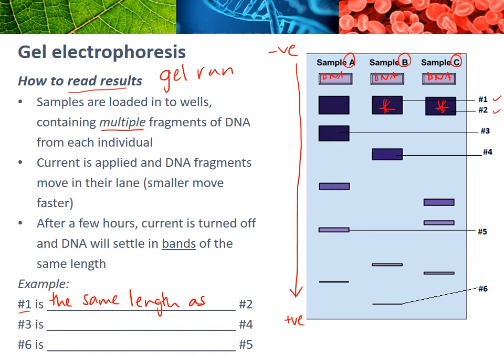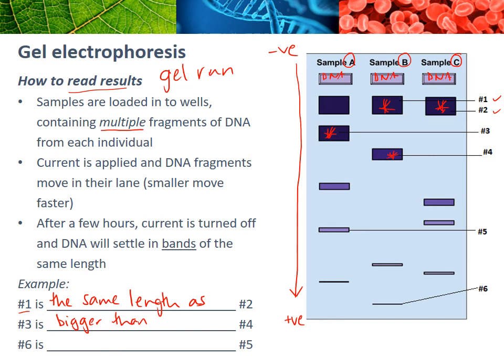So now we'll go fragment 3 versus fragment 4. Fragment 3 has not moved as far as fragment 4, which means that it is bigger. It's slower to move. So fragment 3 is bigger than fragment 4. Fragment 4 could move faster because it's smaller.